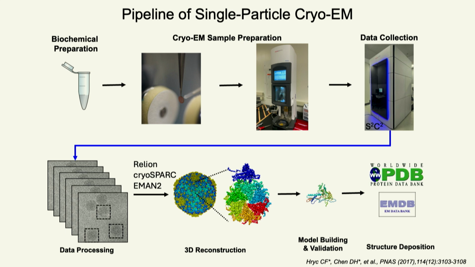Depending on your project requirements, you might collect hundreds to tens of thousands of images. From the images, box the particles, then use packages like RELION, CryoSPARC, or EMAN2 or other packages to process the data. And then you will get a three-dimensional structure. Depending on the resolution you get, you may be able to model your protein, and then finally deposit the model and the maps into PDB and EMDB respectively.